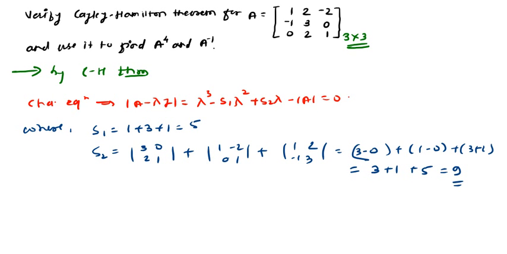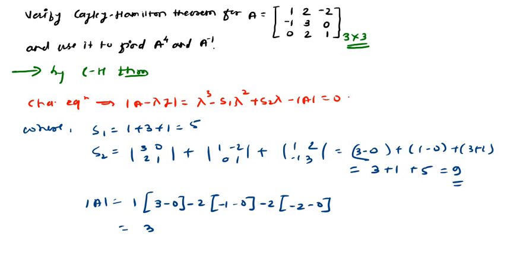Okay, now we will try and find the value for the determinant of the given matrix. The determinant will be 1 into 3 minus 0, minus 2 into minus 1 minus 0, then minus 2 into minus 2 minus 0. Okay, so this will be 3, this will be plus 2, and this will be plus 4. 3 plus 2 is 5, plus 4 is again 9. So we got all the values for S1, S2 and the determinant of the matrix.